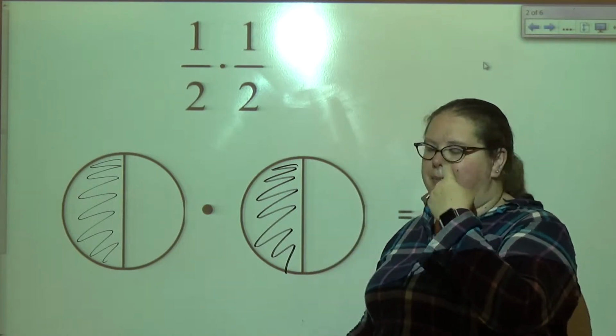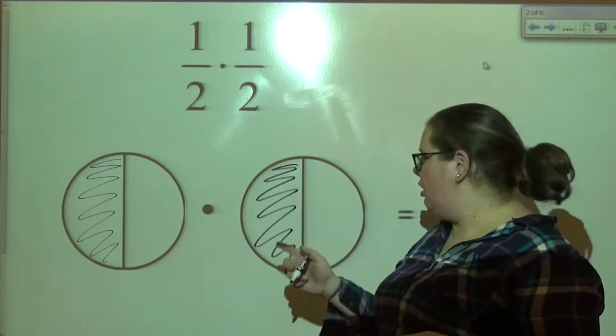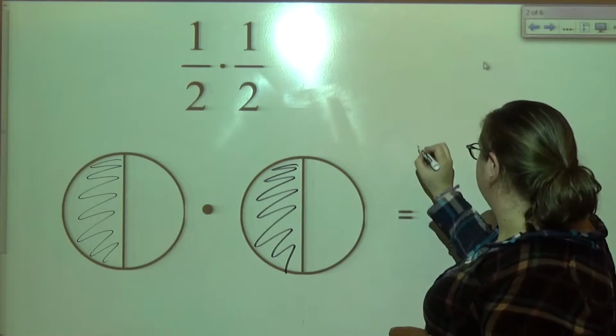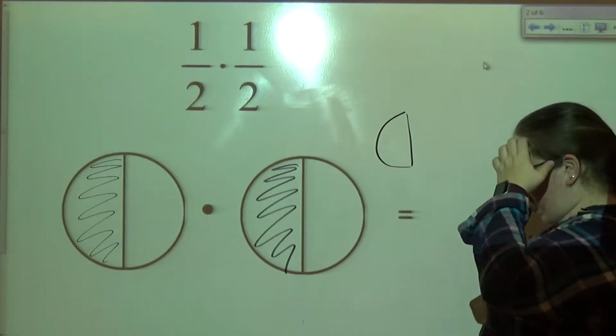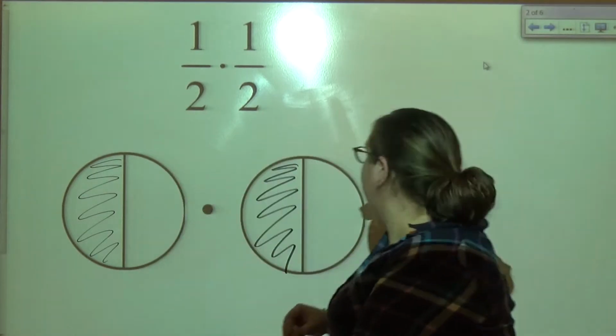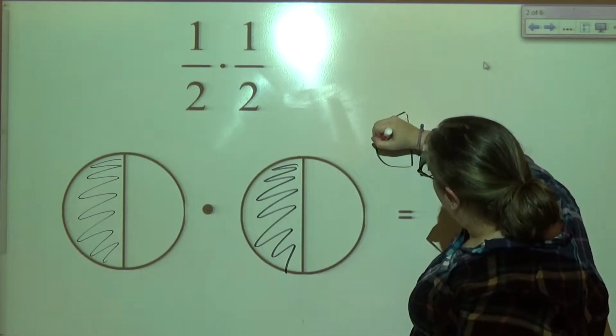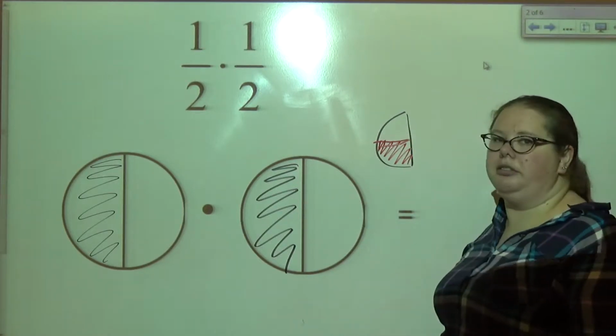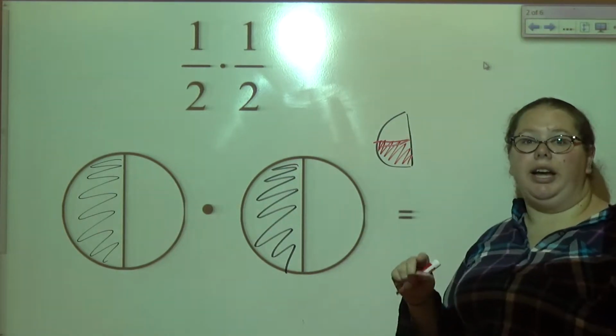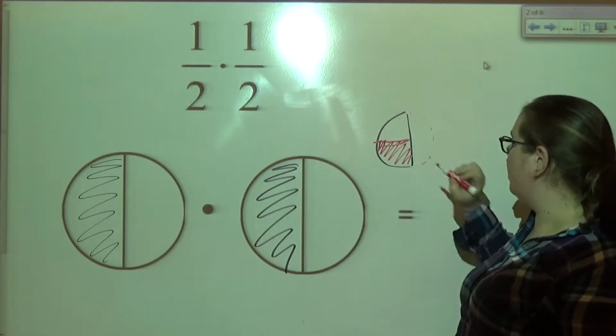So think of it this way. You have half a pizza, so I have this 1/2 pizza, right? And I'm cutting that in half. I'm cutting my half pizza in half. How much of that pizza do I now have? I have a quarter, right? I have a quarter of that whole pizza.